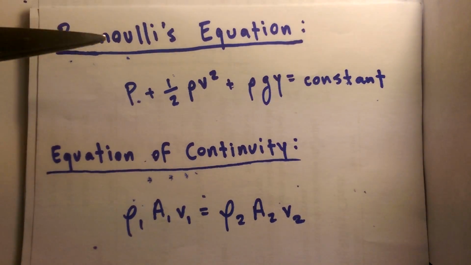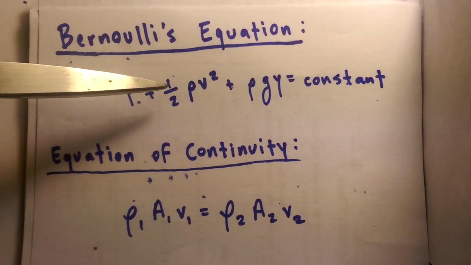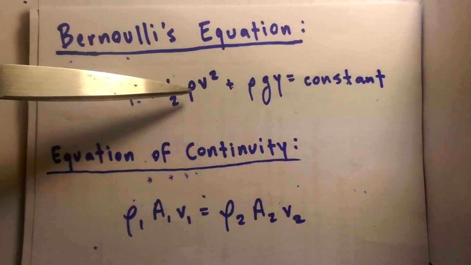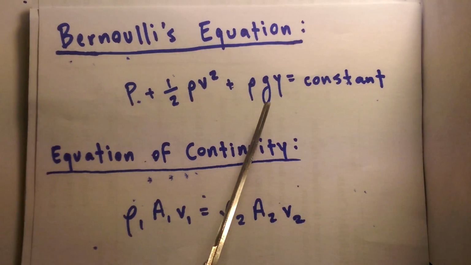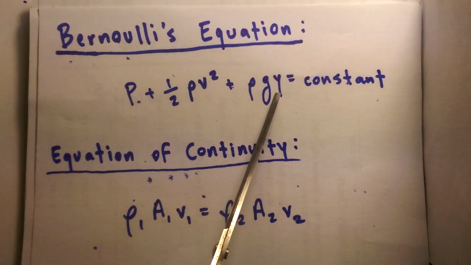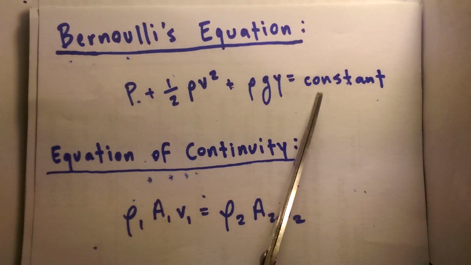So Bernoulli's equation says that the pressure of a fluid plus 1/2 times the density of the fluid times the velocity of the fluid squared plus the density of the fluid times the acceleration due to gravity times the height of the fluid is equal to some constant.